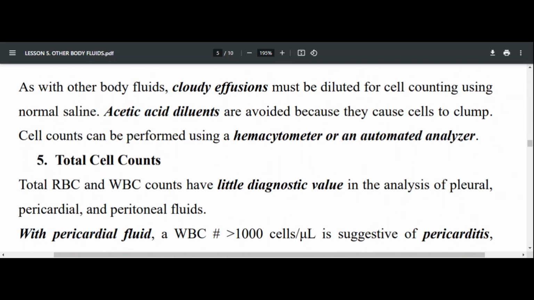As with other body fluids, of course, cloudy effusions must be diluted in order to allow cell counting, and you can dilute using normal saline. Cell counting can be performed using a hemocytometer or an automated analyzer.